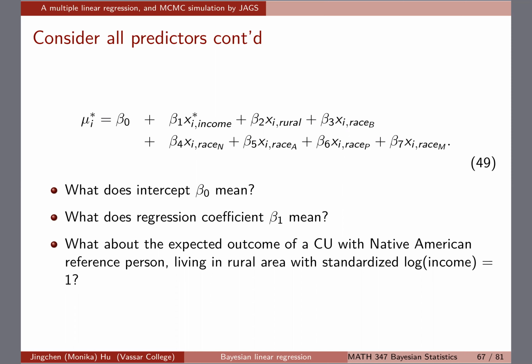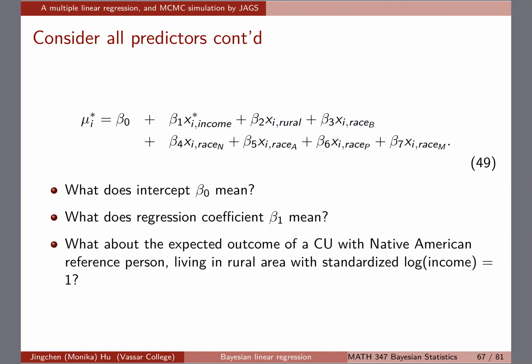Anybody wants to give it a try? Might be a long sentence, but yes. It's the expected log expenditure for a white urban CU with log income 0. Yeah. So beta 0 is when every other x is taking value 0.